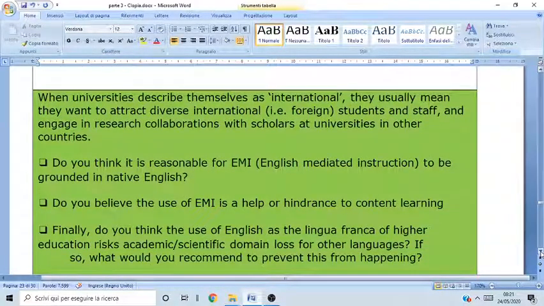So a couple of questions for you. What do you think about English-mediated instruction that is grounded in native English? So basically, what do you think about using English-mediated instruction and focusing on inner circle varieties of English? And what do you think about the system of English-mediated instruction? Is it an advantage or a disadvantage when it comes to learning content? So basically, what do you think, for instance, about learning history through English if you are not a native speaker?